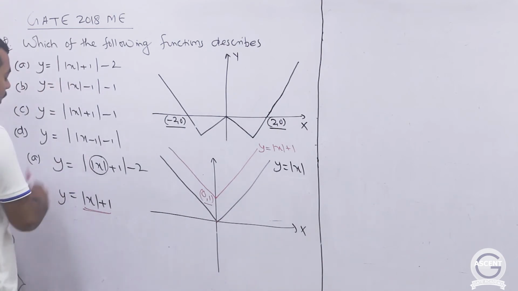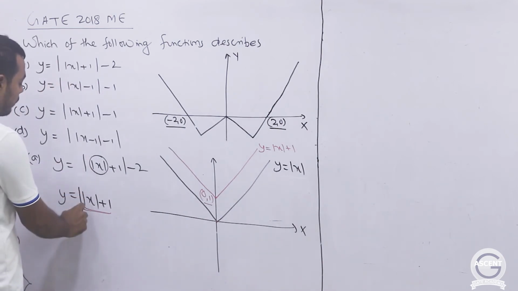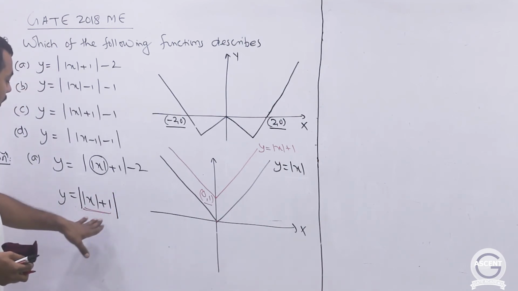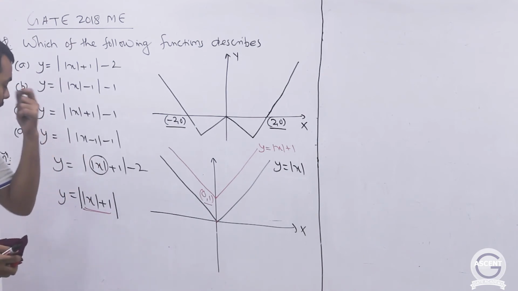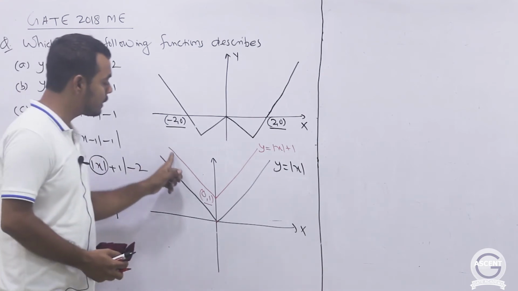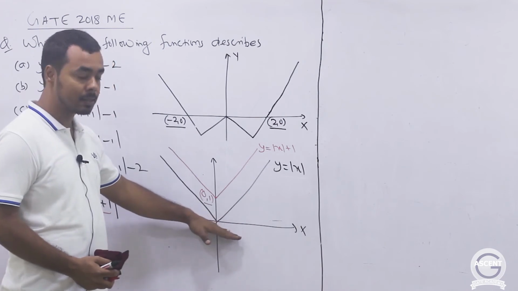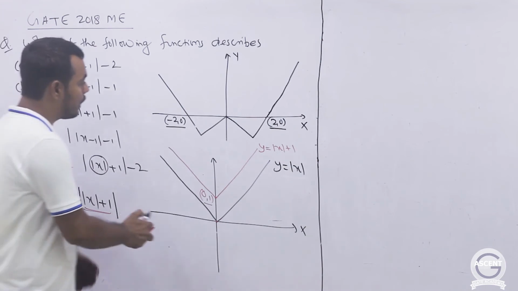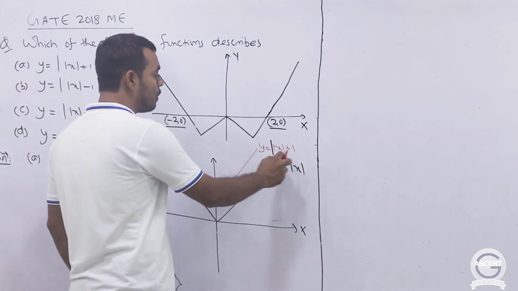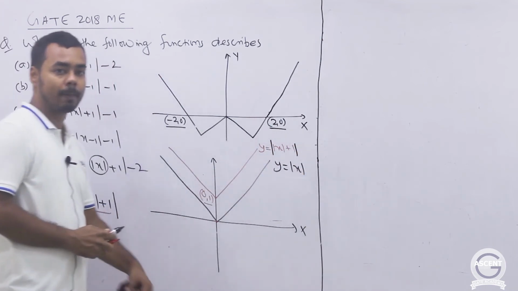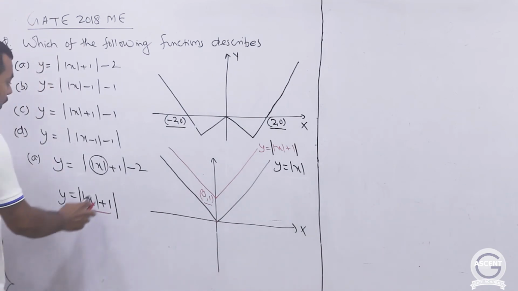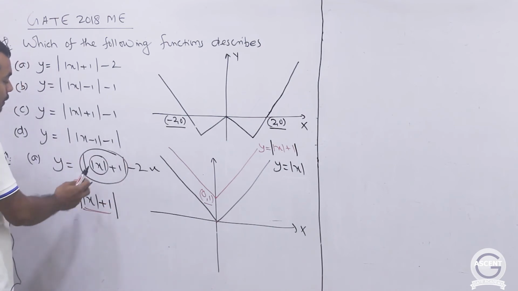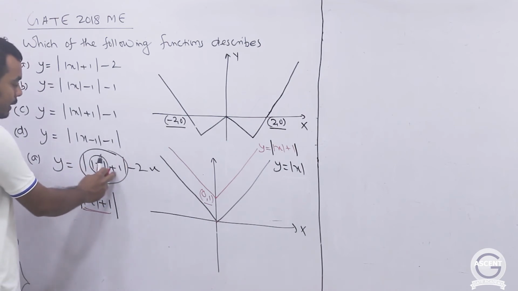Now we have to take the mod of this function. We have learned how to take the modulus of any function: erase the portion of graph which is below x-axis. Now you can see that this graph is completely above x-axis, so we don't have to make any change here. This graph is also the graph of the function y equals to mod of mod x plus 1. Okay, so now we need to draw the graph of the final function.